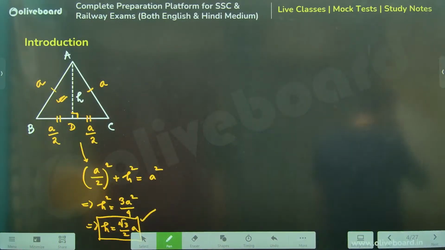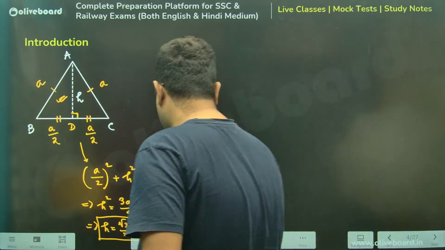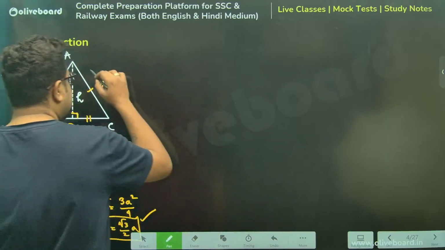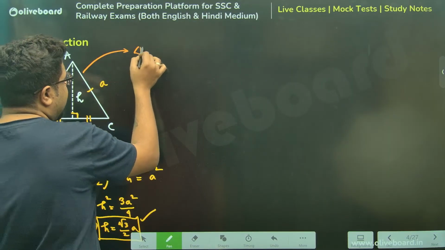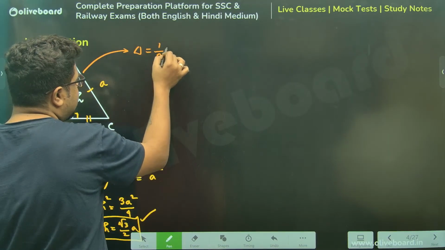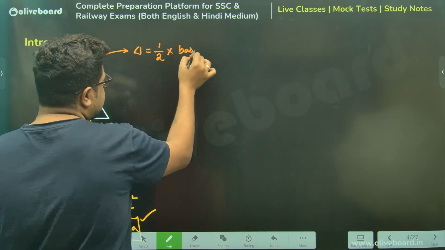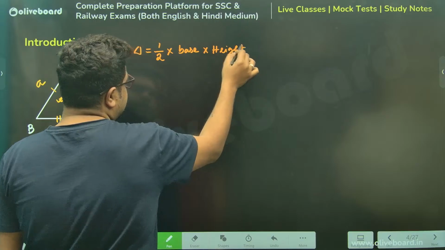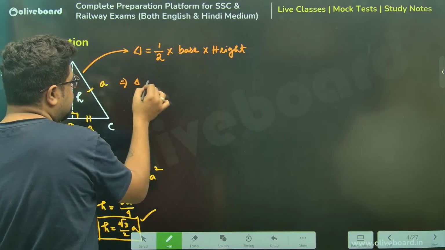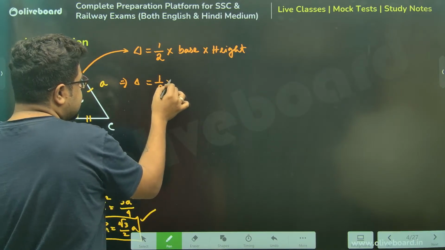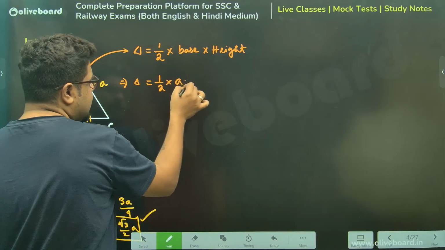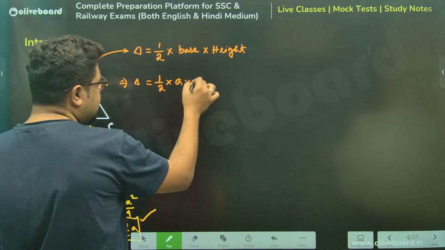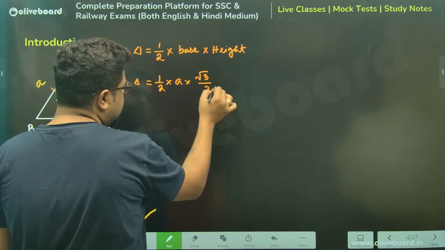Now, apart from this, what will be the area? The basic formula for the area of any triangle is half into base into height. Let's take this triangle for example. Delta is going to be half into base, and the base is A only. The height we have just figured out to be root 3 by 2 into A.